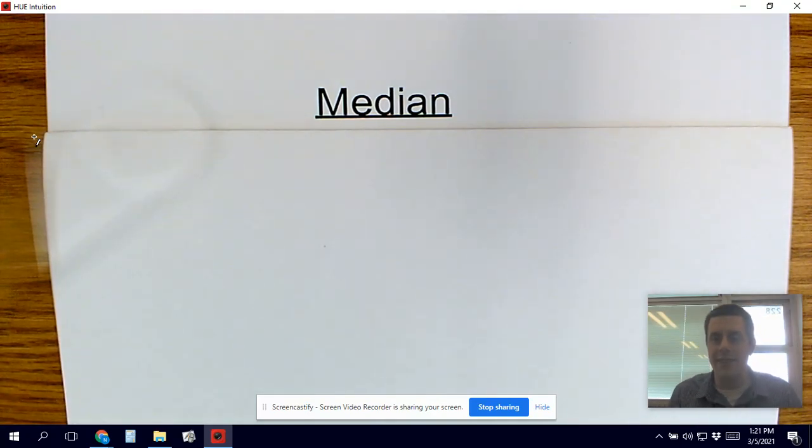Today we are discussing the median. The median is another measure of central tendency, just like the mean, because it is a way we can summarize a data set.